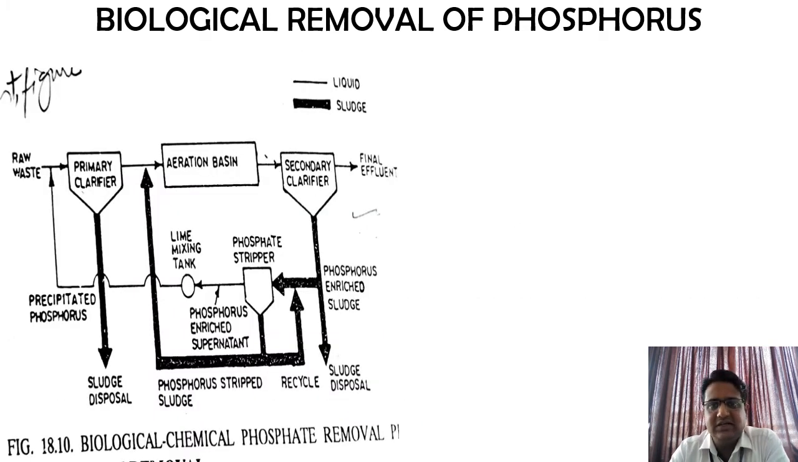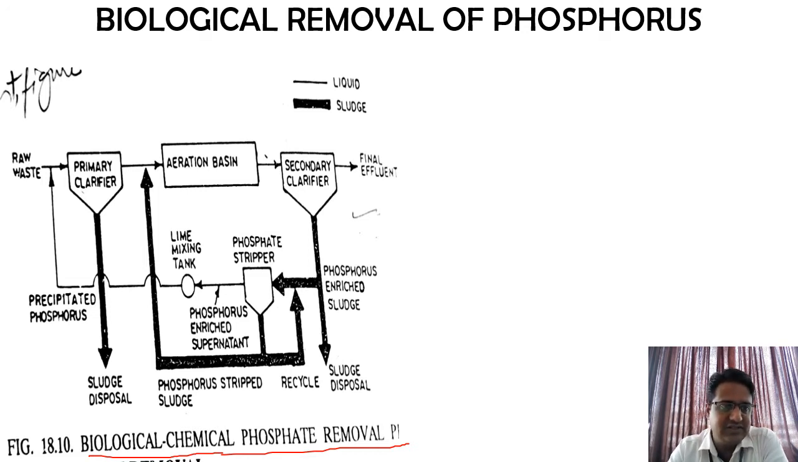Okay, so biological removal of phosphorus. Let us first understand what this particular flowchart is trying to represent. If you check out over here, it is the biological chemical phosphate removal process. Let us understand first what all points are covered over here.